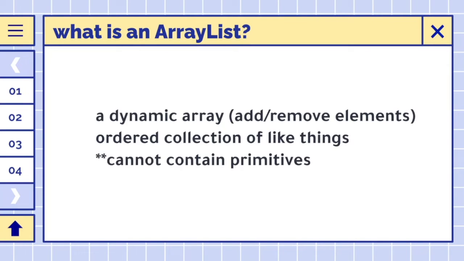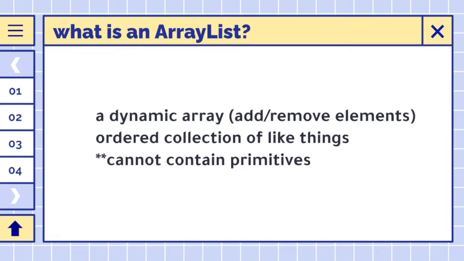So what is an array list? Well, we've talked a little bit about arrays in the past, and an array list is similar. In a sense, it's like a dynamic array. Arrays are immutable. Once you make them, the size is set. You can't change the size, you can't add or remove elements. But an ArrayList is a dynamic array, so you can add and remove elements and the size changes accordingly.